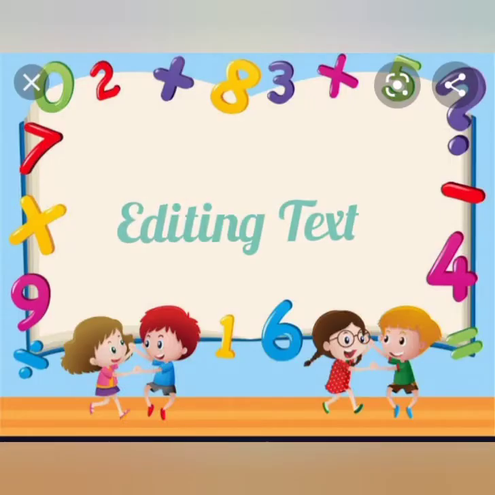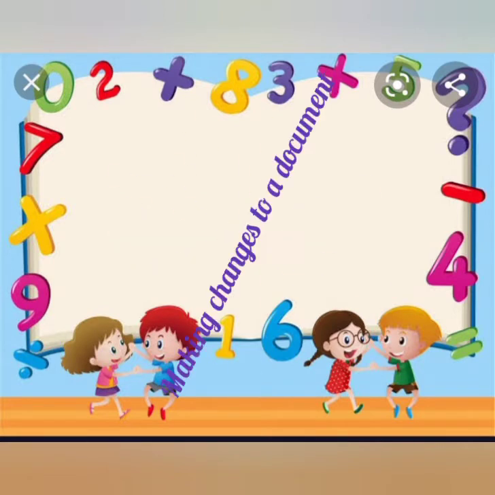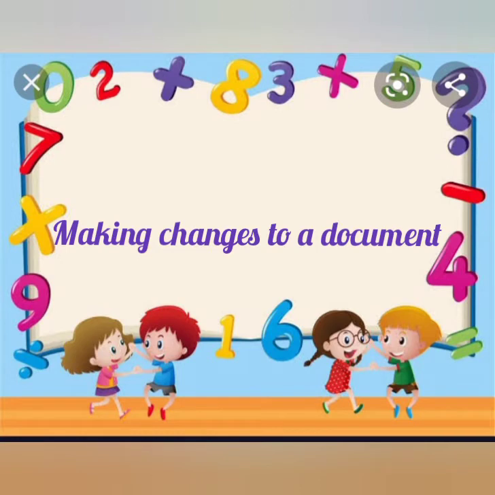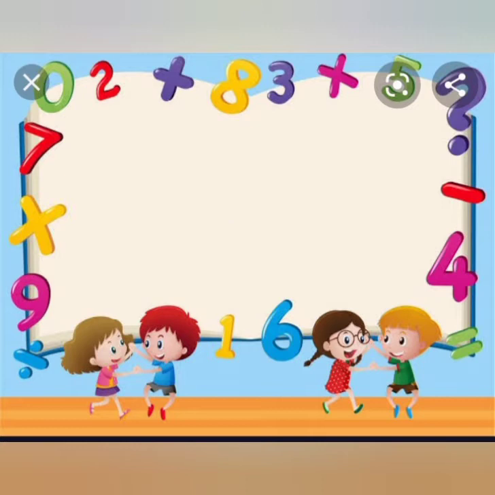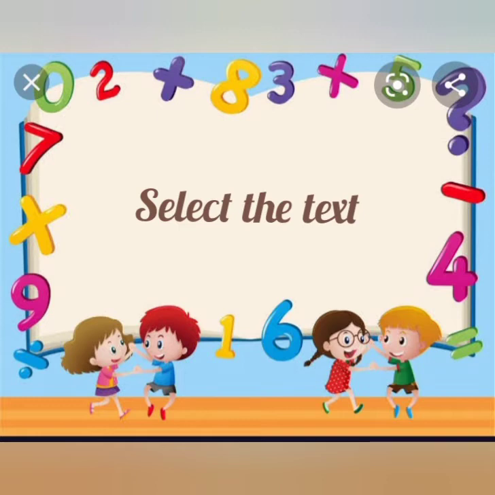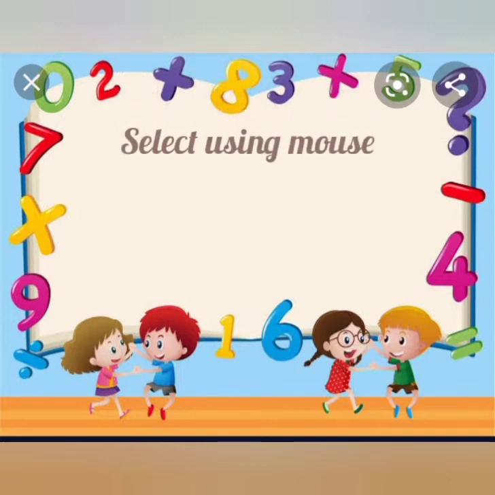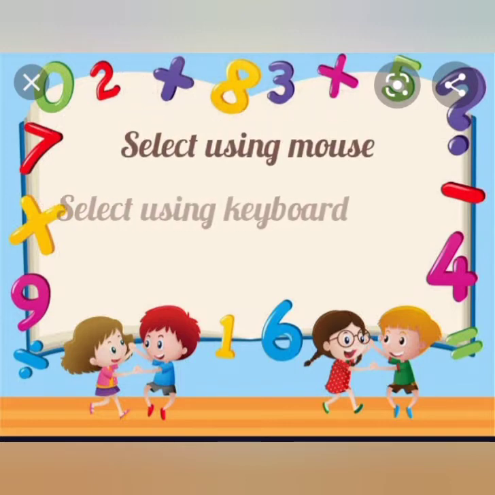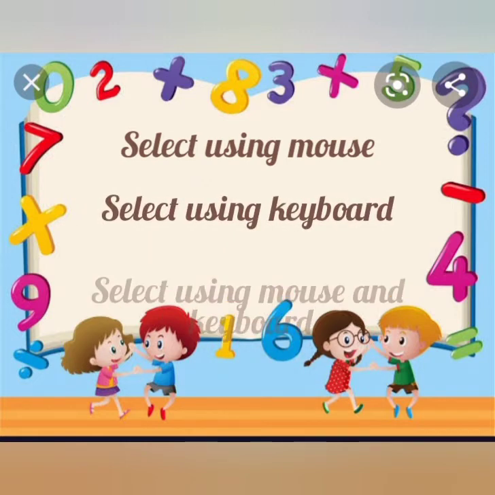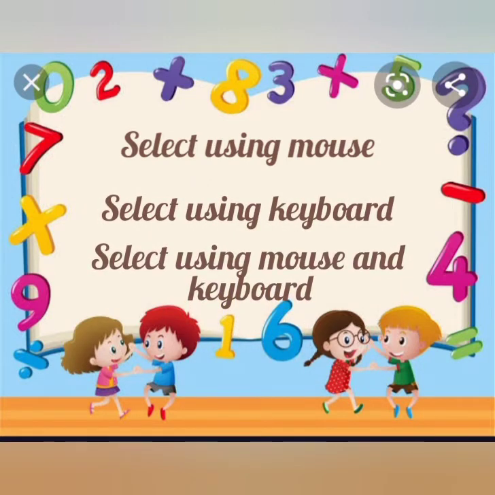In this chapter, next we studied about editing text. Editing means making changes to a document. Before making any changes in a document, first you need to select the text. There are 3 different ways we can select a text. Select using mouse, select using keyboard and select using both mouse and keyboard.